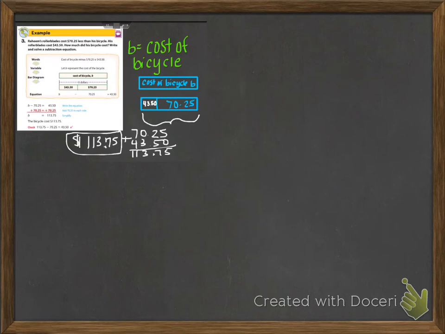So if you remember in the problem, it said that Raheem's rollerblades cost $70.25 less than the bicycle. So you know that that's the part that's going to have the variable with it because you don't know how much the bicycle cost. So remember when we were setting up expressions before, you know that less than, more than, greater than, fewer than, you needed to switch the order. So let's go ahead and do that now.